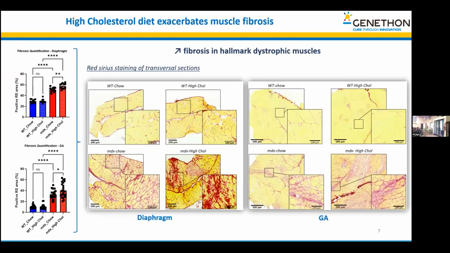But when we go to the muscle, we found some interesting things. First we looked at fibrosis with Sirius red staining. We saw an increase of fibrosis for mice that were fed the high-cholesterol diet. We checked, for example, the diaphragm and the gastrocnemius, which are the most fibrotic muscles in this MDX model, and we saw an increase only in MDX mice.